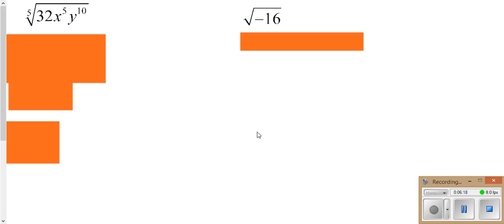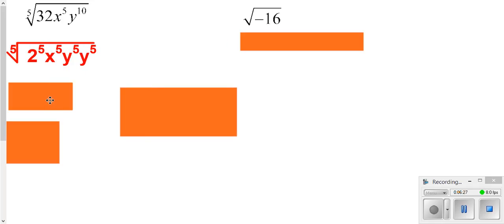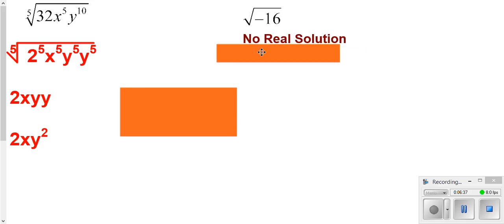Okay, pause the video, do these two quickly, and then watch it. Once again, we'll start off writing everything as 5th powers, and then your 5th root cancels each of those 5th powers out, leaving us with a 2, an x, and a y squared. Here we have a square root of a negative, and that doesn't work out to be a real number. So we write no real solution.